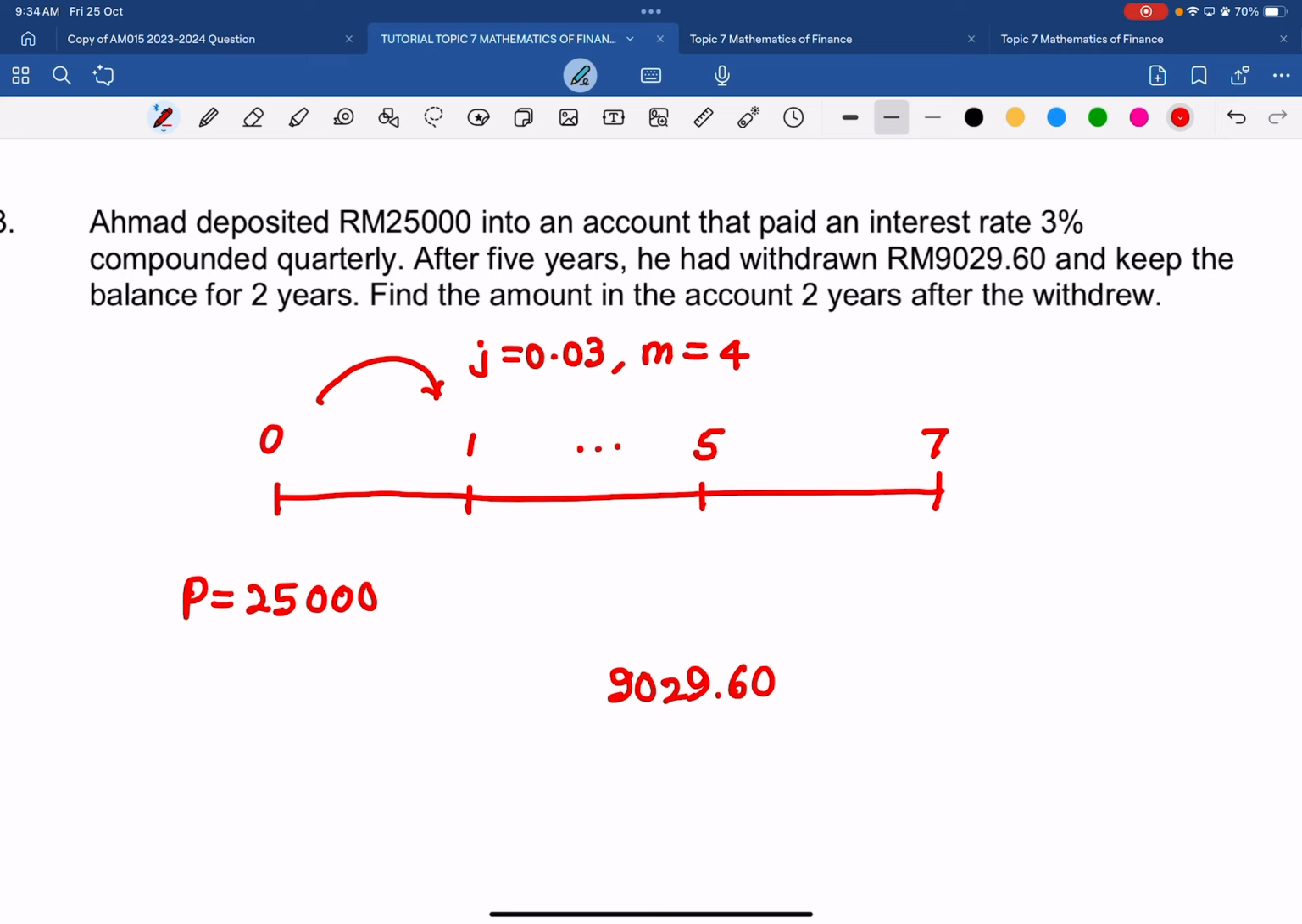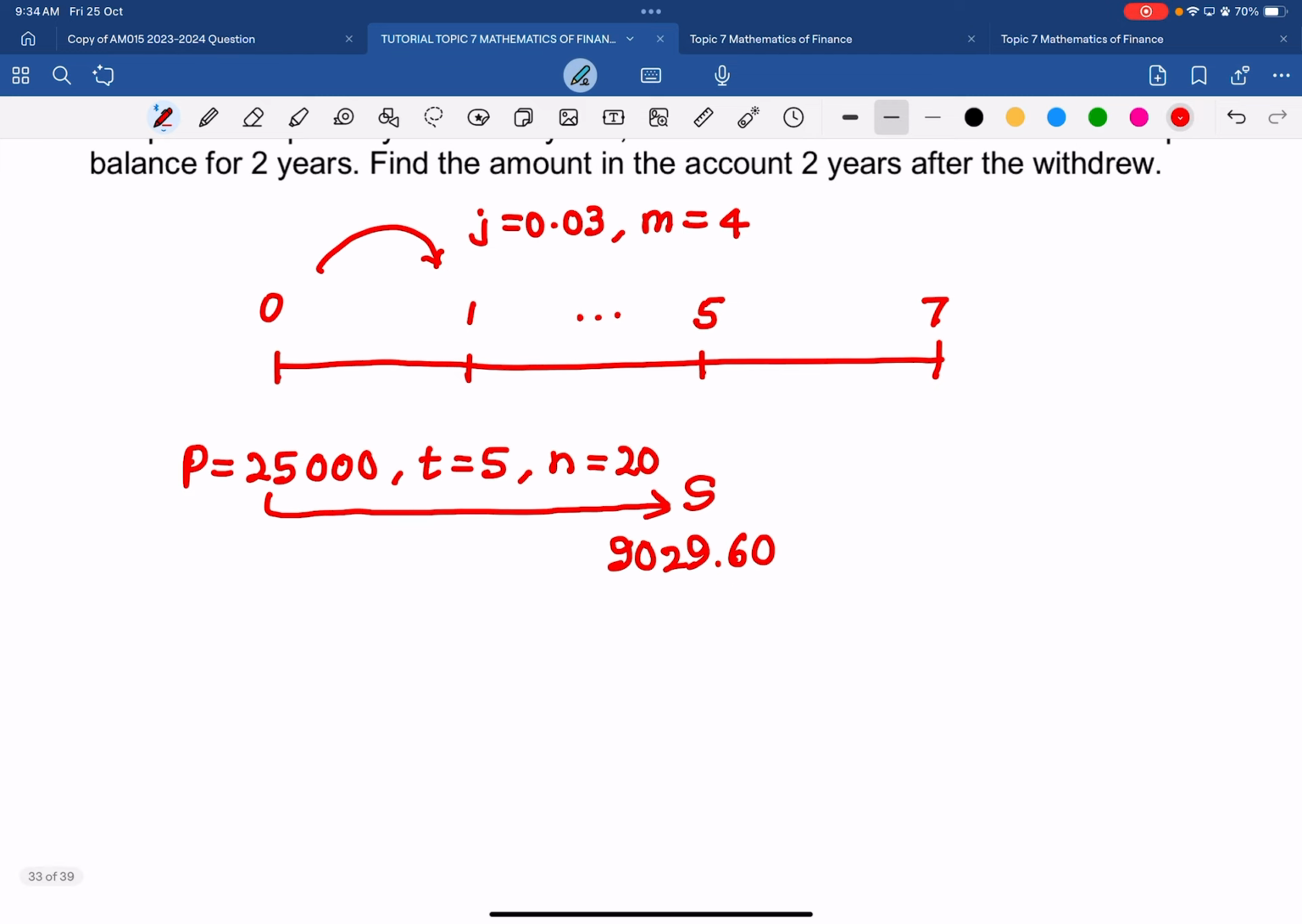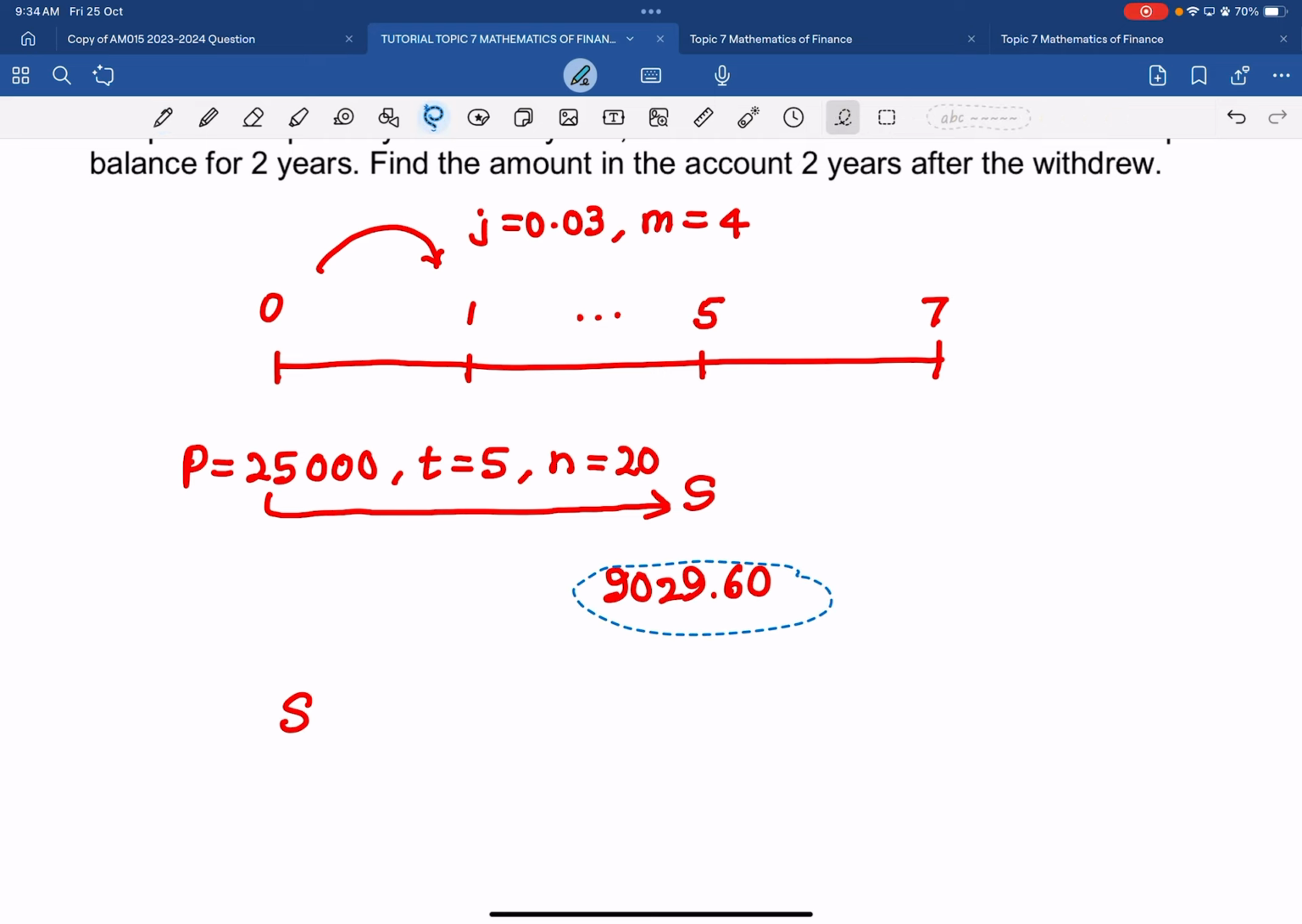What happened to the 25,000 for the first 5 years? What happened to this money? It stays in the account, so it must earn compound amount for how many years? T is 5. What is N? T is 5 times 4, N is 20. Let us find the S first.